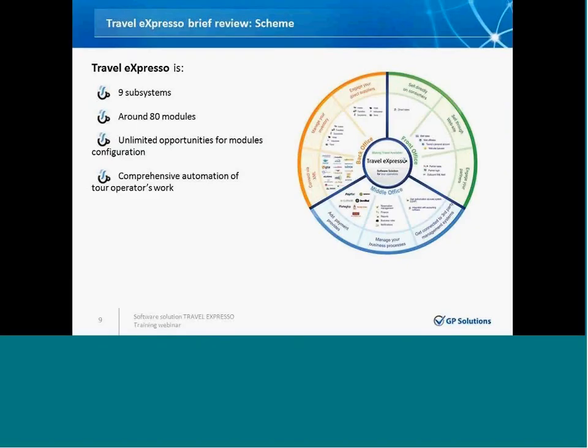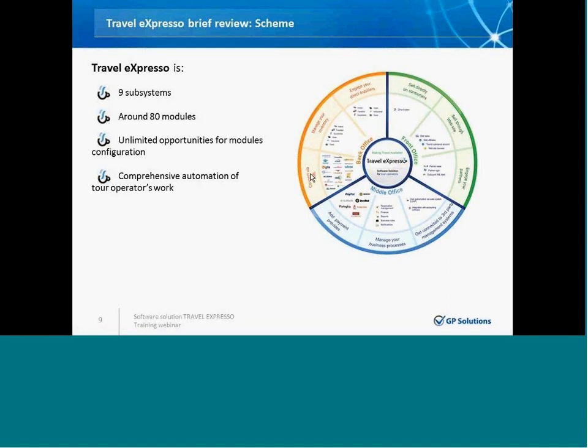Now let's have a look at what Travel Express consists of, what modules you can select for your business automation, and how you can organize your work using this platform. The system itself consists of three subsystems. The first one is back office subsystem, the second one is front office, and the third one is middle office. So the Travel Express solution gives you complete automation of your business, from back office to front office and middle office activities.